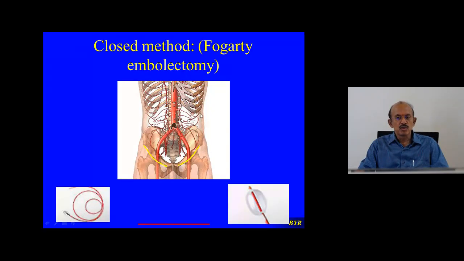Peritoneum will be there, the posterior parietal peritoneum. So you incise the posterior parietal peritoneum, enter into the retroperitoneal space, and expose the aorta. Where the artery is blocked, you expose that area, then open it. So all these things must be done within 6 hours. Otherwise, both limbs will undergo gangrene.